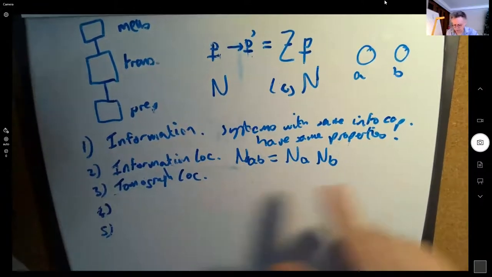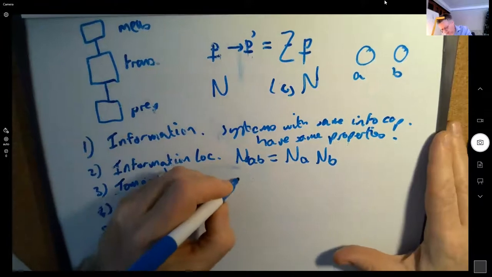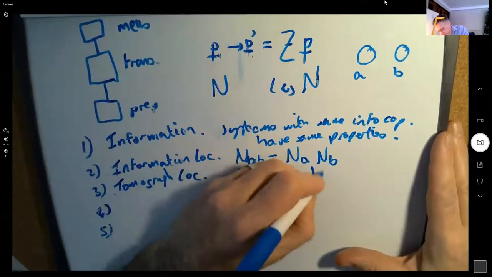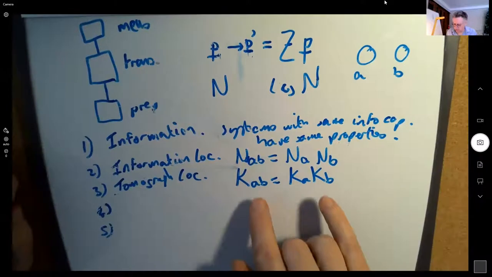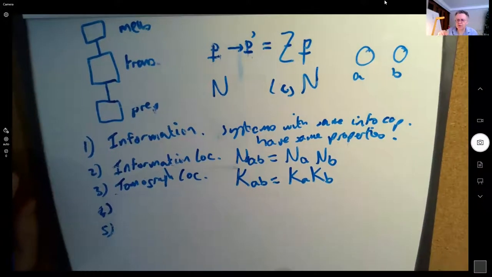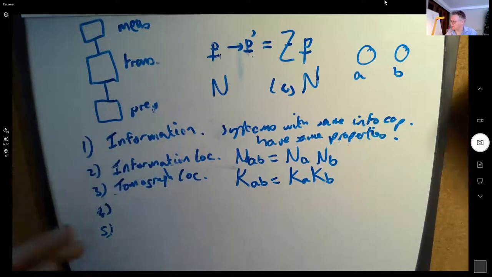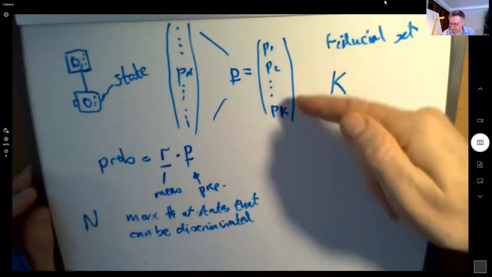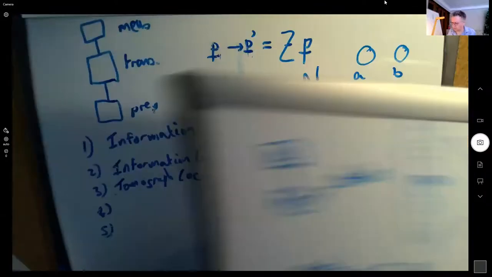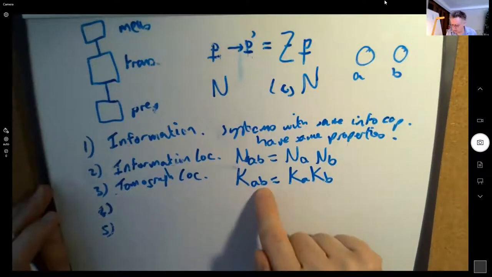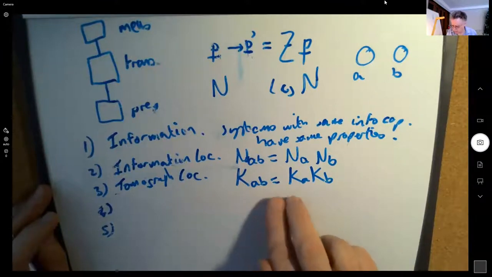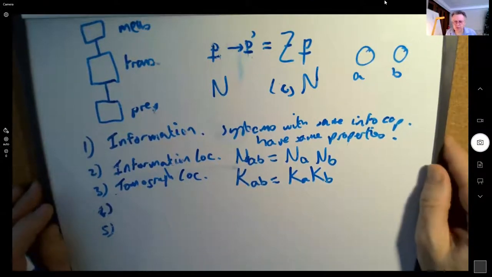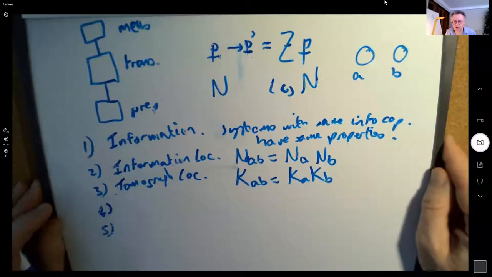Okay. So tomographic locality. Well, tomographic locality is the same thing, but for K. What that's saying is, if you take the number of probabilities you require to specify the state, I'll take you back to the previous slide. So here's the number of probabilities required to specify a state. And now you form a composite system, AB. Then tomographic locality tells you that the number of probabilities you require for the composite state is the product of the numbers you require for each of the states separately. And this is true in quantum theory.